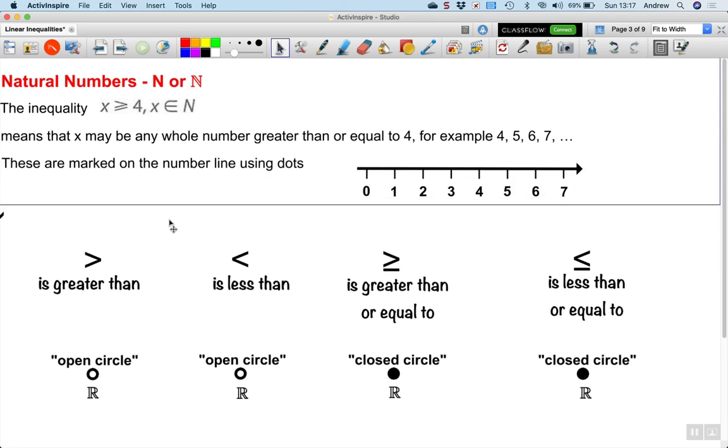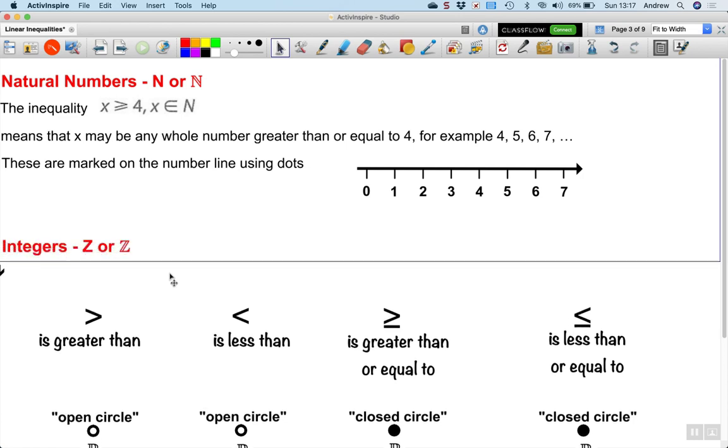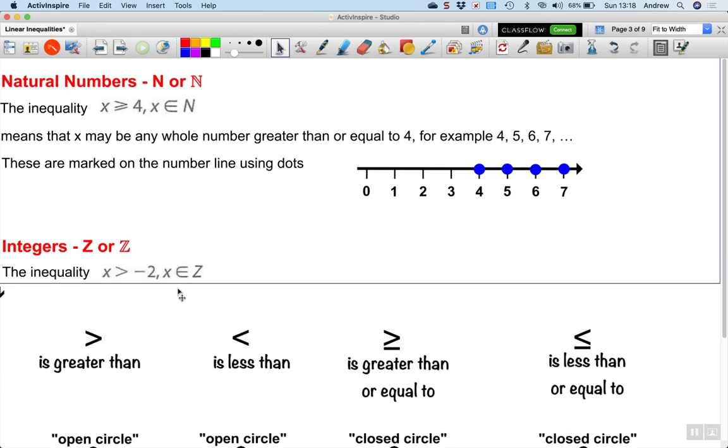These can be marked on number lines using dots. So for example, if I wanted to put this solution set on this number line, I have to use filled-in dots, often referred to as closed circles. The arrow at the end indicates that this answer goes on forever. So that arrow at the end symbolizes that my answer isn't just 4 blue dots, there's an infinite number of blue dots. Now we've got integers.